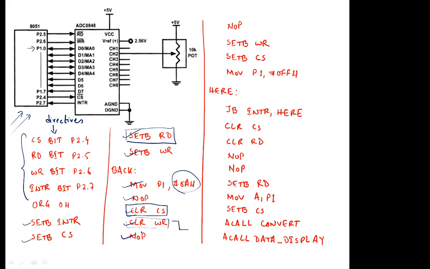Then you apply NOP, just to waste some time. Then you write SETB WR, that means WR goes high. So in this portion, you are applying a low to high pulse on this particular line. What will happen if you apply a low to high pulse?